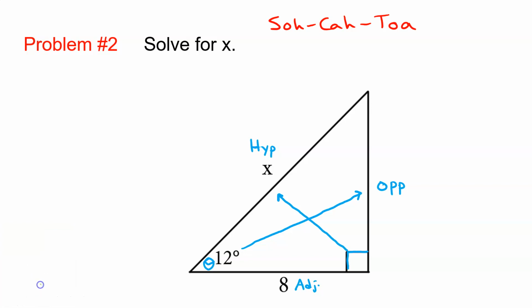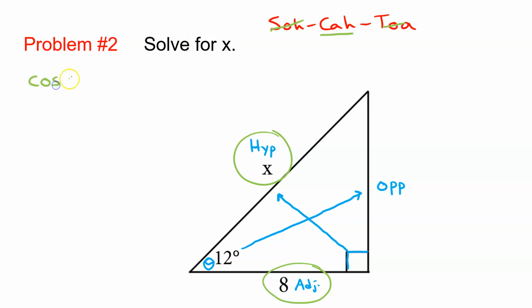So once we have that, well, what do they give us? Adjacent. What are we trying to find? Hypotenuse. What uses adjacent and hypotenuse? That is going to be cosine. Take a look at SOHCAHTOA, right? It has A and H for adjacent and hypotenuse. So again, what does CAH in SOHCAHTOA represent?